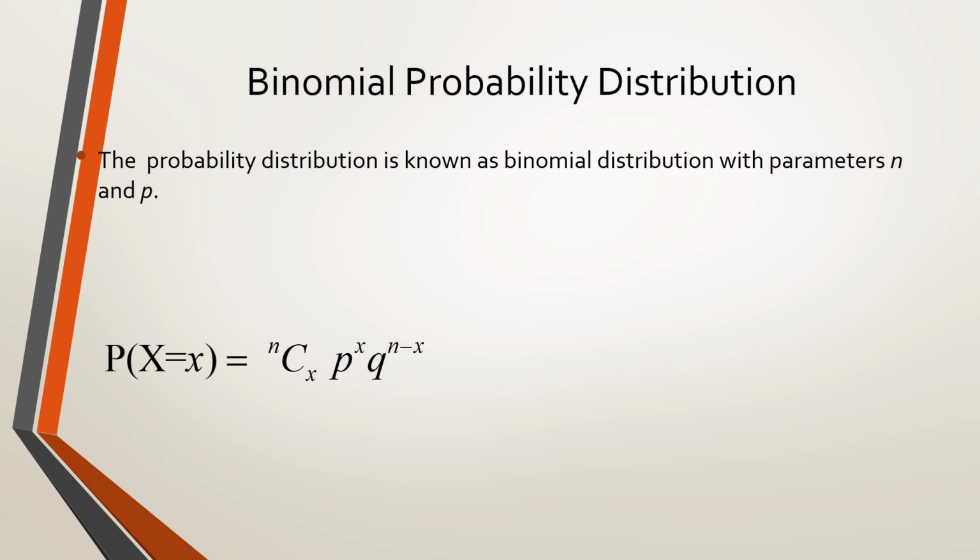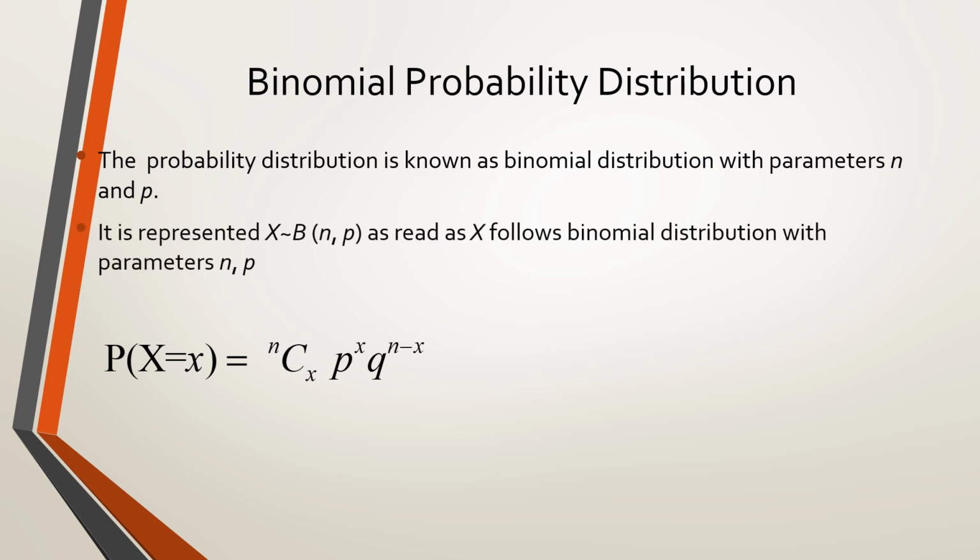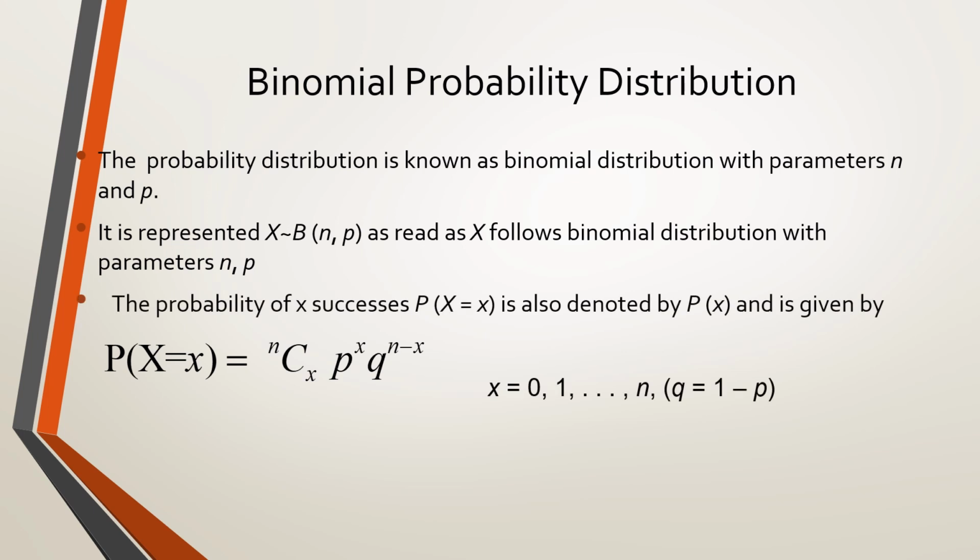This probability distribution is known as the binomial distribution with parameters n and p. It is represented as x following binomial distribution with n comma p. They are the parameters, and the formula for x successes is nCx p raised to x q raised to n minus x. X takes values 0 to n, that is a total of n plus 1 values. The relation between p and q is that the sum is 1.